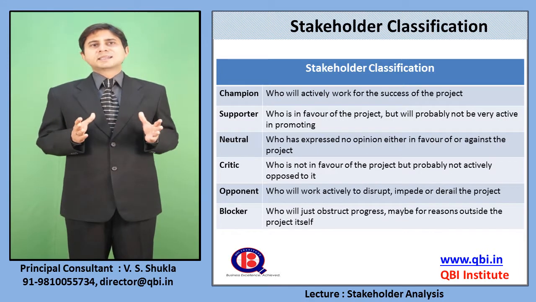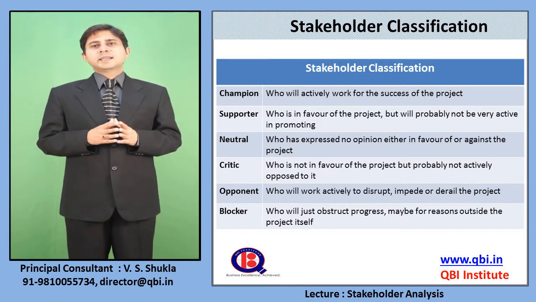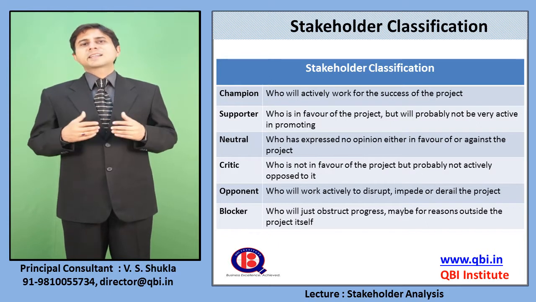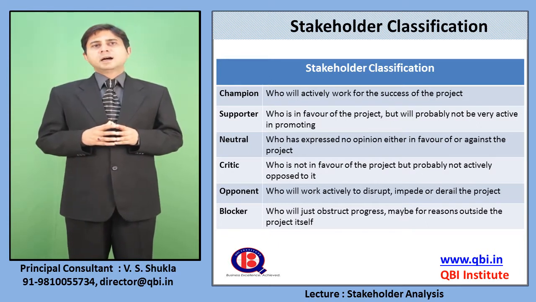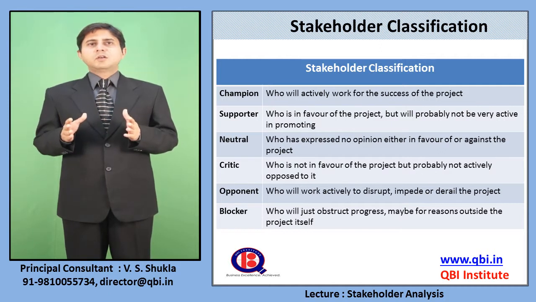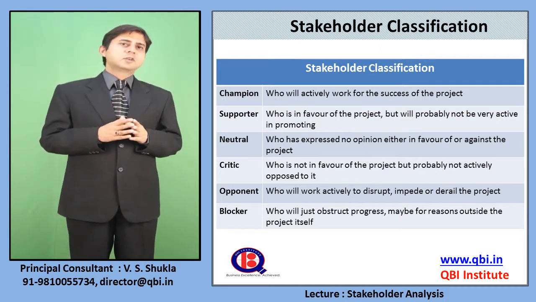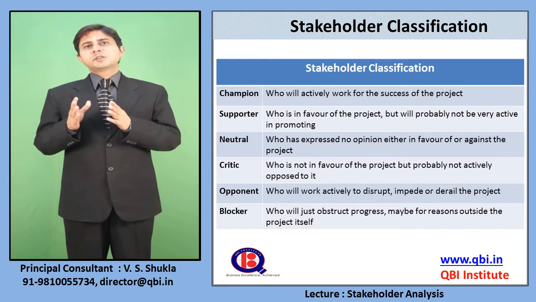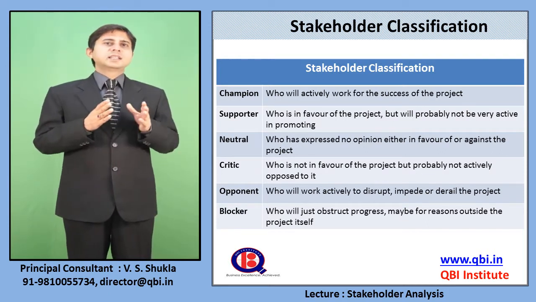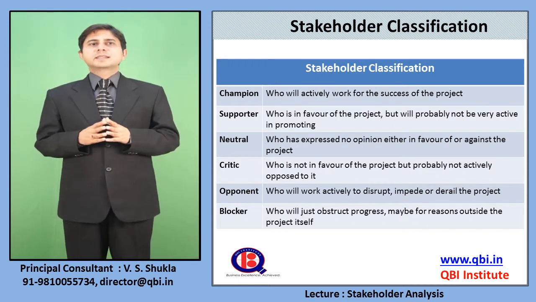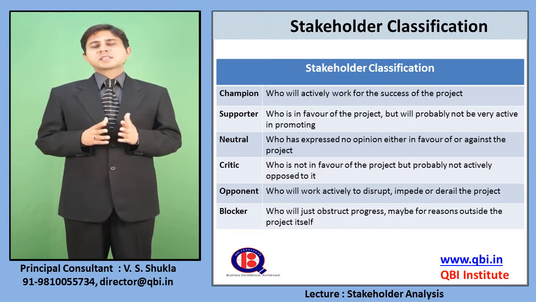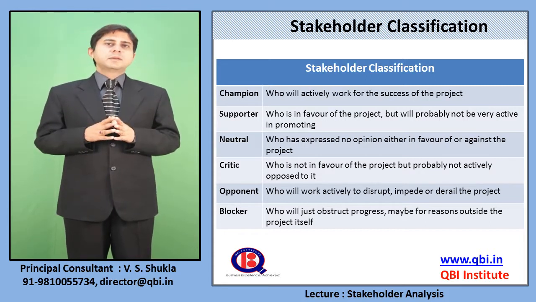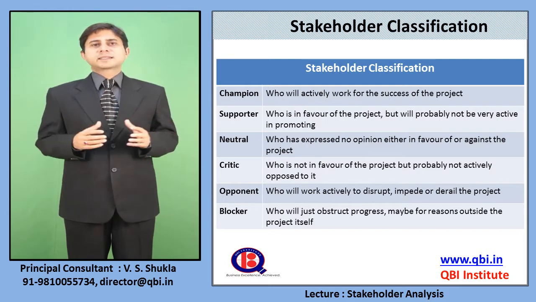Then there is a critic. A critic is not in favor of the project, however he is not very active in opposing the project. Then opponent. An opponent is some stakeholder who works actively to disrupt the project, to derail the project and to impede the project. Then there are those known as blockers. Blockers just obstruct the progress, maybe for reasons outside the project itself.